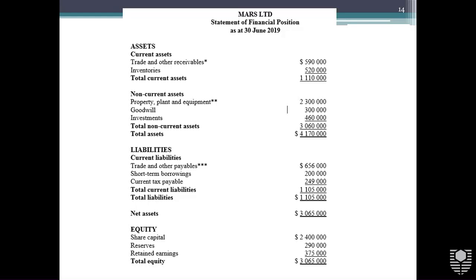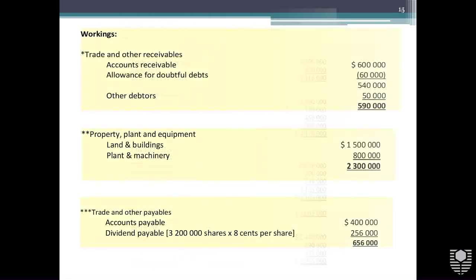Next bit, your liability. So remember, we've got to divide it into current and non-current, and it's in order of liquidity. All right, so in our assets, we didn't have any cash, but in our liabilities, we have got trade and other payables, which includes your bank overdraft. So let's go and have a look at that. Trade and other payables: we've got accounts payable there of 400,000 and a dividend payable, 3.2 million shares at 8 cents per share, 256,000.